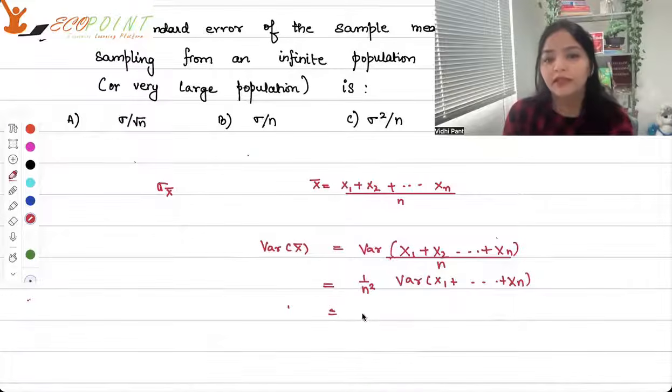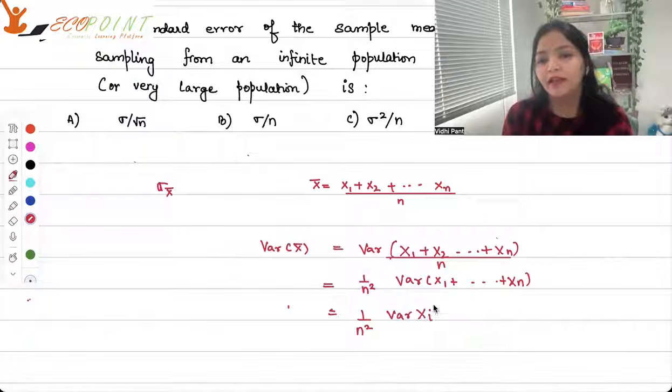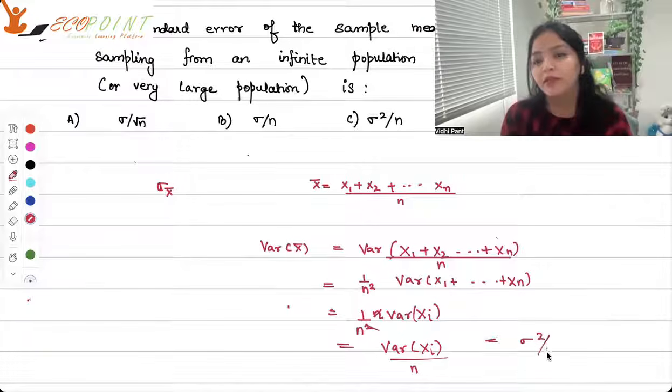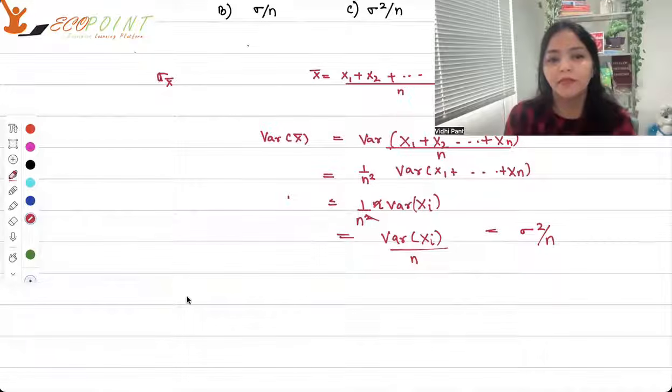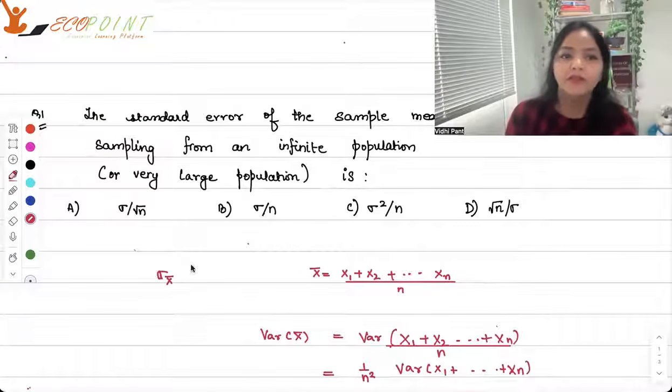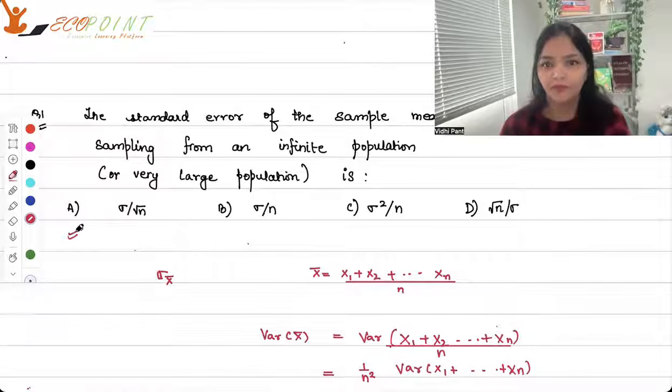which by the linearity you will be able to break, and this is variance of xi. All the variances are equal, so n times of this, and hence you get variance of xi upon n. One n cancels, so therefore you get sigma square by n. Now the standard deviation or the standard error is sigma x bar, which will be sigma upon root n. This is something that you should know by heart. So A is the correct option.